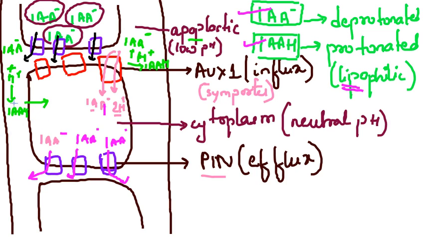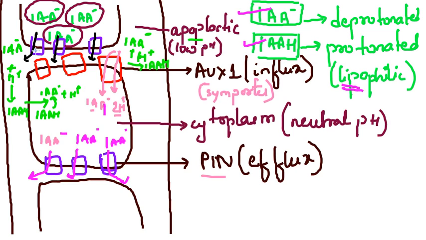Now this IAAH will take the entry into the cell without the requirement of any transporter. But once IAAH enters into the cell, it rapidly dissociates. When it is inside the cell, it does not stay in the protonated form. It dissociates into IAA minus and H plus.